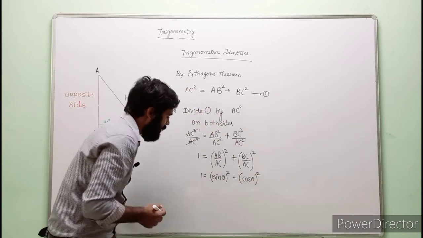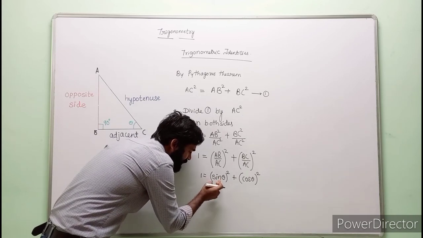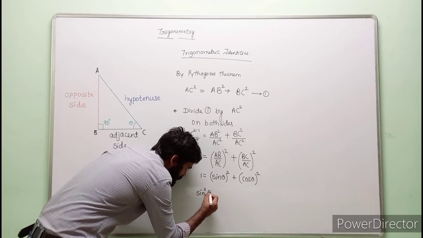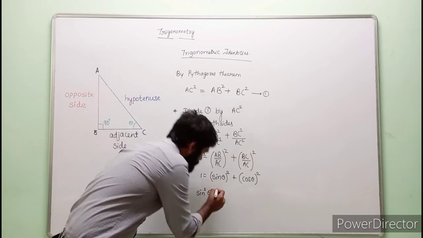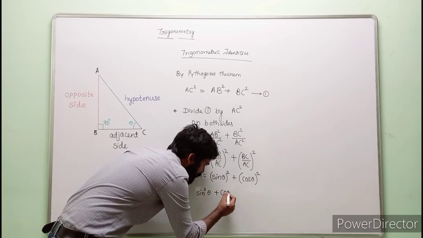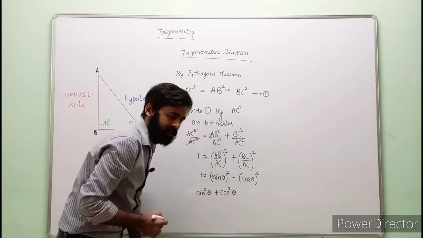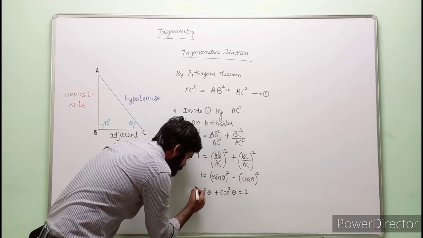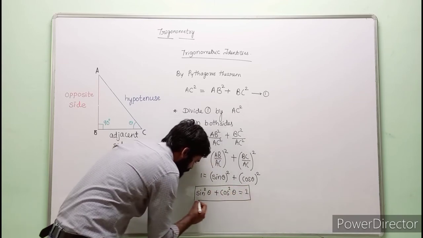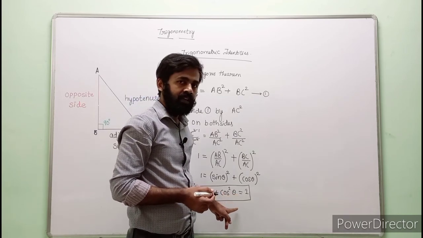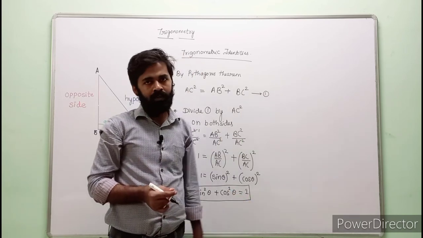So I'll just modify it and write it. Sin theta whole square we can write as sin square theta, plus cos theta whole square, we can write as cos square theta. That is equal to 1. So the first trigonometric identity is: sin square theta plus cos square theta equals 1.